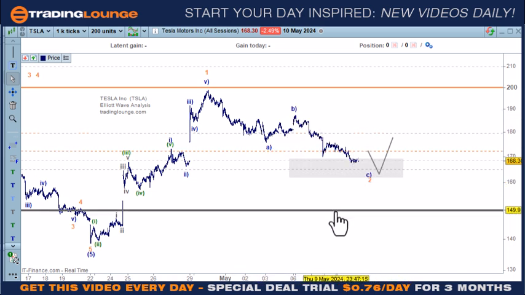Okay, so Tesla, we're still looking for this to come down to the 61.8% as the A, the B, and the C here. I have to say I'm getting a little bit concerned. I don't mind the 5 waves up here. I could probably count it corrective.